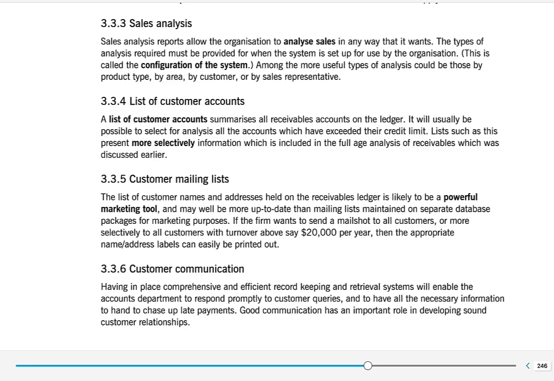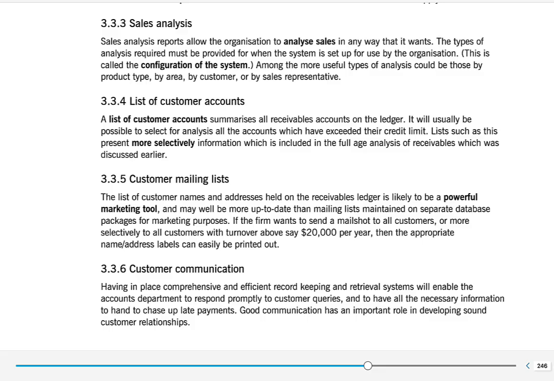If the exam asks something like, state 2 uses of a list of customer accounts, strong points include to identify customers who owe money and the size of balances to help prioritize credit control work by focusing on overdue or high balance customers, to identify customers who have exceeded or are close to their credit limits to support decisions about stopping further credit sales or requiring authorization.